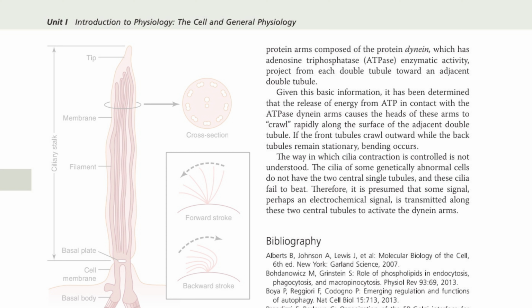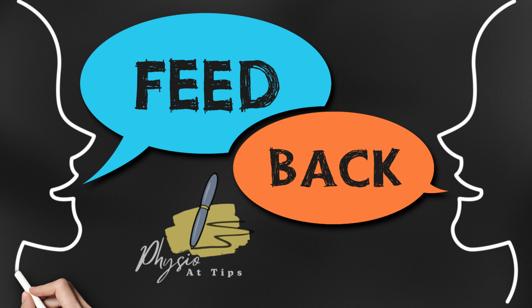The way in which cilia contraction is controlled is not understood. The cilia of some genetically abnormal cells do not have the 2 central single tubules, and these cilia fail to beat. Therefore, it is presumed that some signal, perhaps an electrochemical signal, is transmitted along these 2 central tubules to activate the dynein arms.